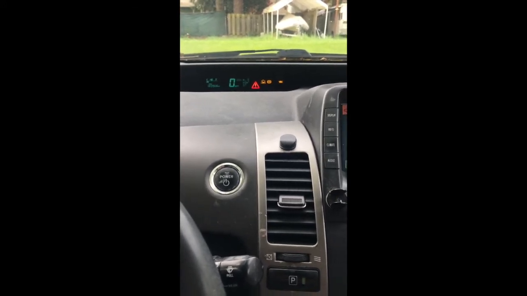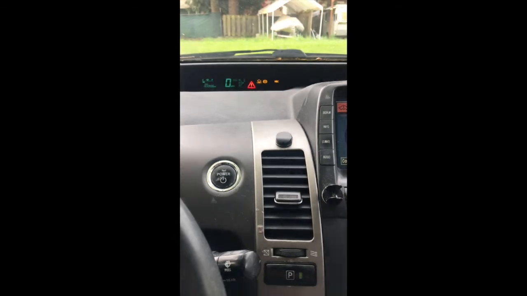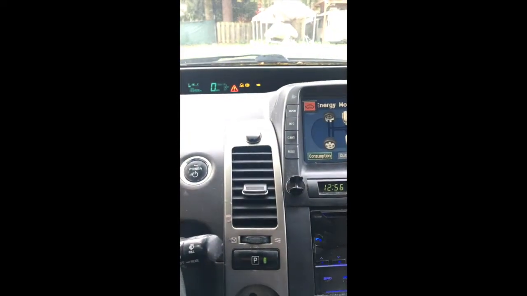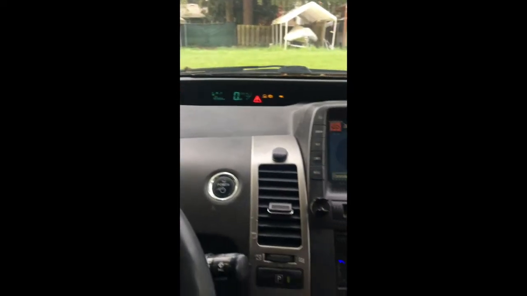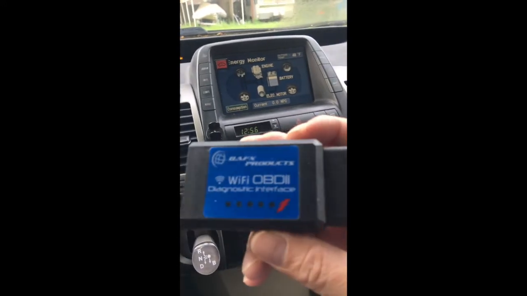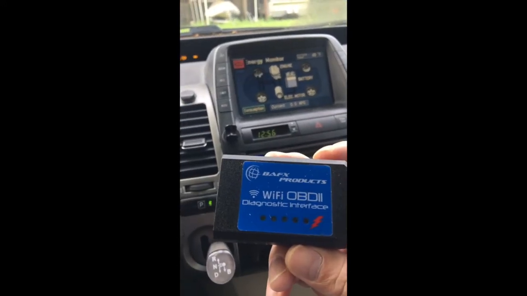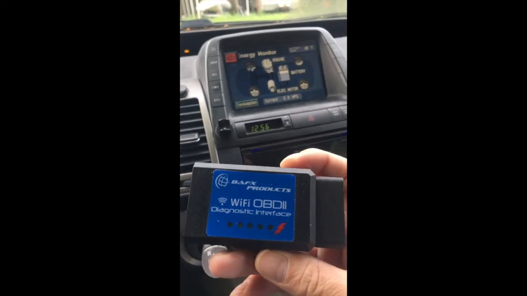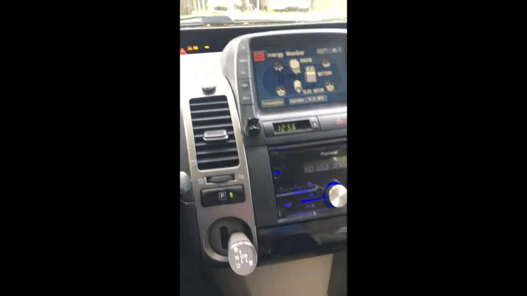Exclamation, check mark, VSC, as well as like most of you mentioned, the fan right there going off. So there is something wrong with this Prius hybrid battery. Hopefully this one will show me what exactly is wrong with the hybrid battery.